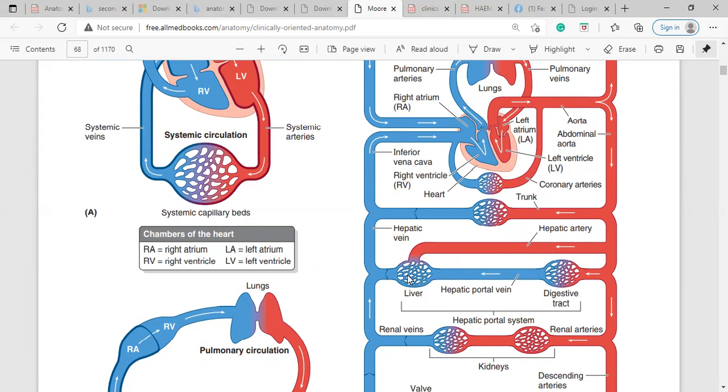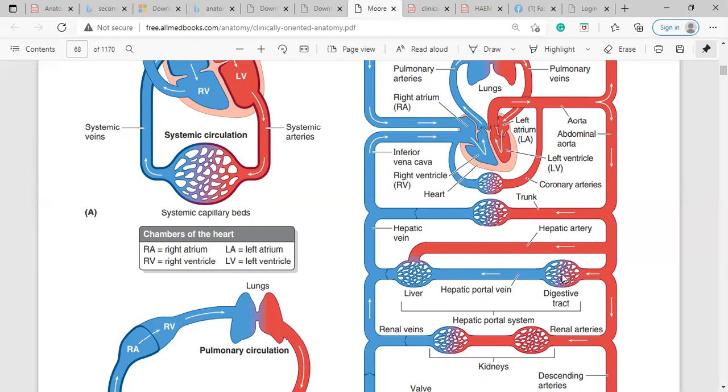liver. Then your digestive system. So here, let's call this your digestive system or your guts. G-U-T, guts. Now, the artery that comes here to supply your digestive system is called the mesenteric artery. Mesenteric artery will come and supply your guts.